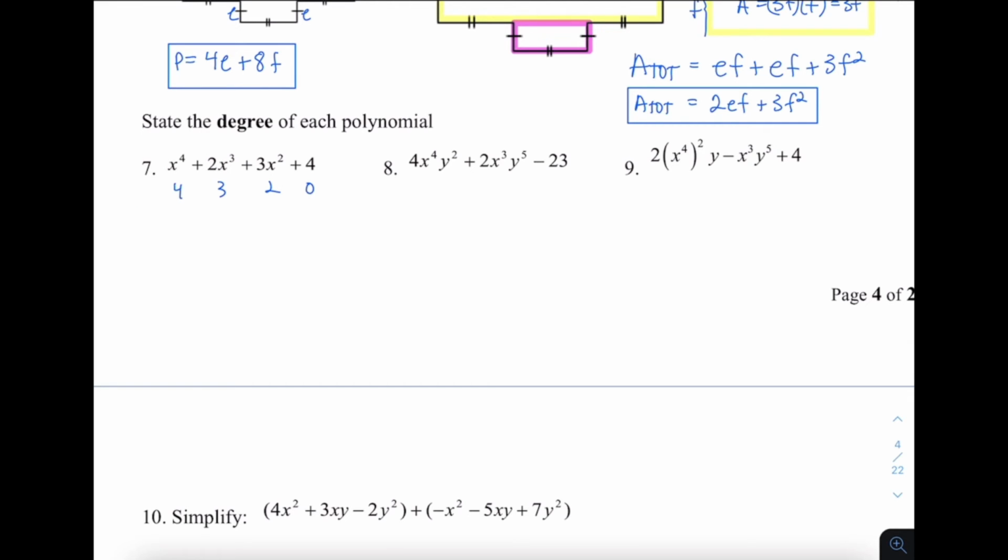My degree of this polynomial is 4. It's the largest number. 6, 8, 0. We've got 8 as the largest. I'm going to rewrite this as 2 times x, 8, y. And this is 9, 8, and 0. So my answer here is 9.